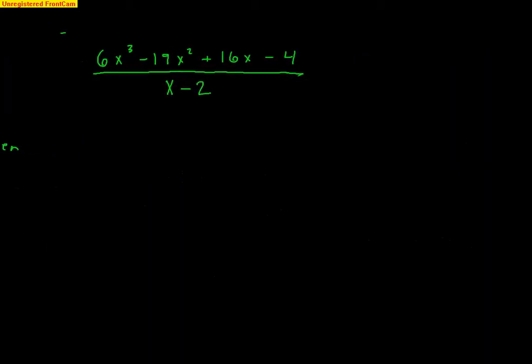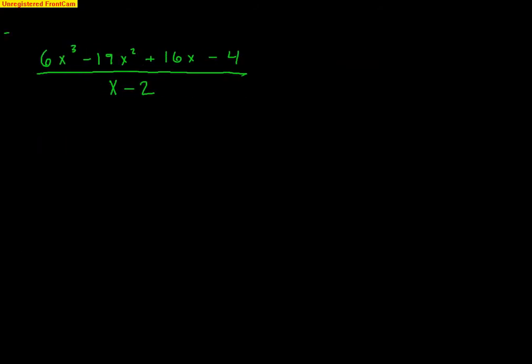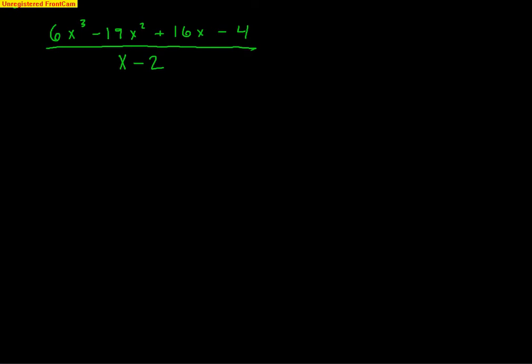So let's look at several examples for the rest of today in this video, and hopefully every example will teach us a little something else. Okay, so we have this polynomial, 6x cubed minus 19x squared plus 16x minus 4 divided by x minus 2. So let's show how to use long division to solve this.